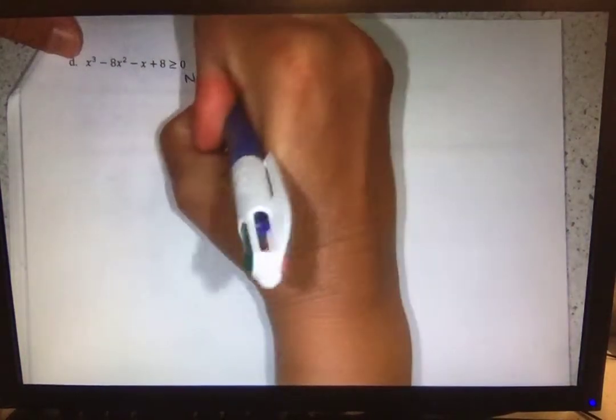So example D said x cubed minus 8x squared minus x plus 8 is greater than or equal to 0. So if you notice, this is already in standard form for us, so that's one less step we have to do. So let's go ahead and try to factor this. Is there a GCF? Is there anything they have in common? Nope. Can't you group them? Yeah, okay. So no GCF.